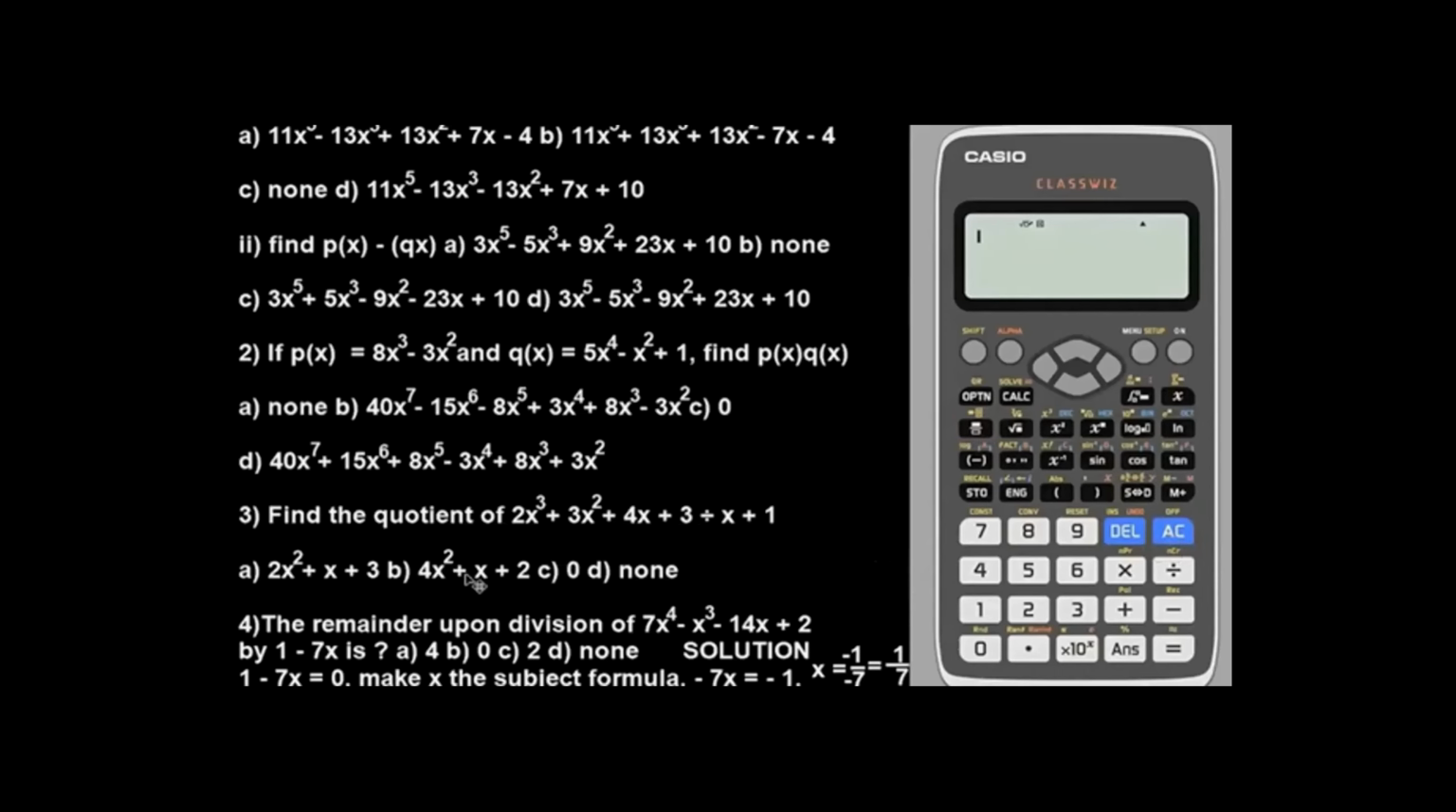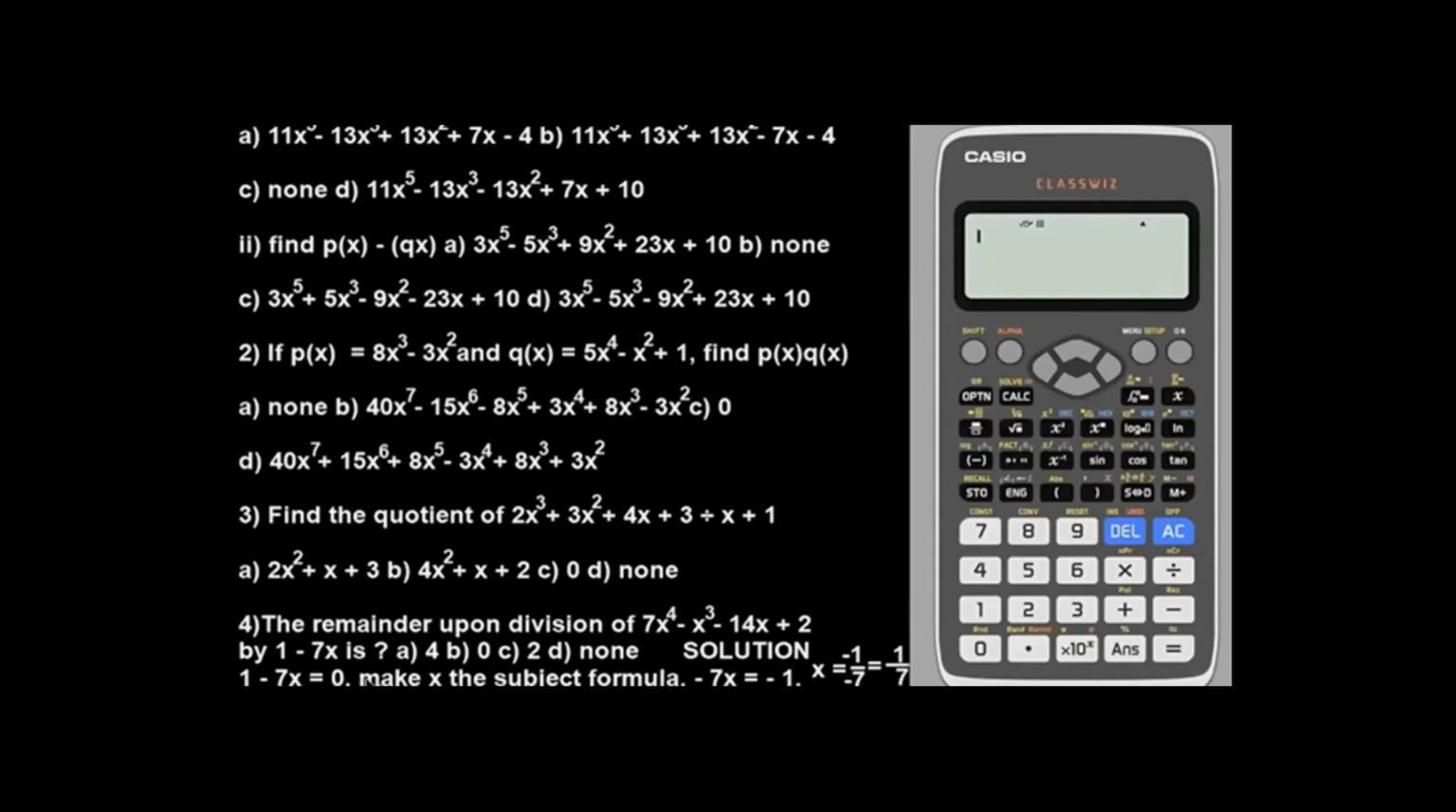That is for that question. Lastly, let's look at the remainder upon division. That's question 4. It says the remainder upon division of this polynomial by 1 minus 7x is what? So guys, if you look closely, I outlined some things here to assist your understanding. When you have this kind of remainder question, the first thing you have to do is take the value that is dividing the polynomial, like here 1 minus 7x, and equate it to 0. Like I have here, solution: 1 minus 7x equals 0.